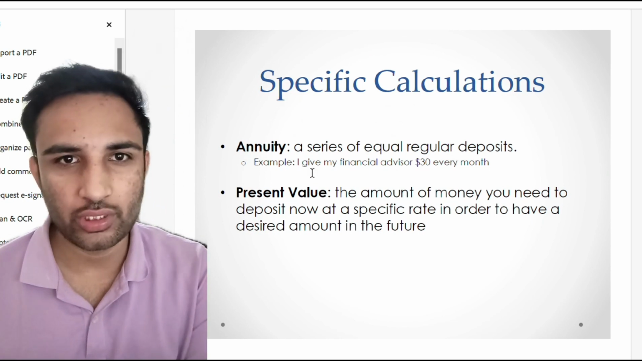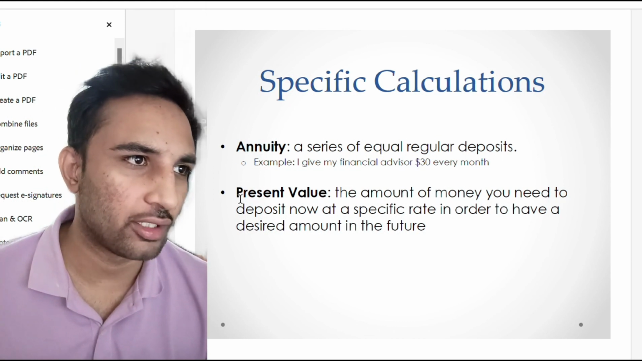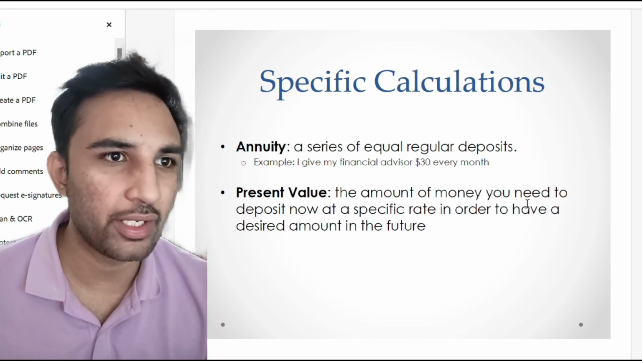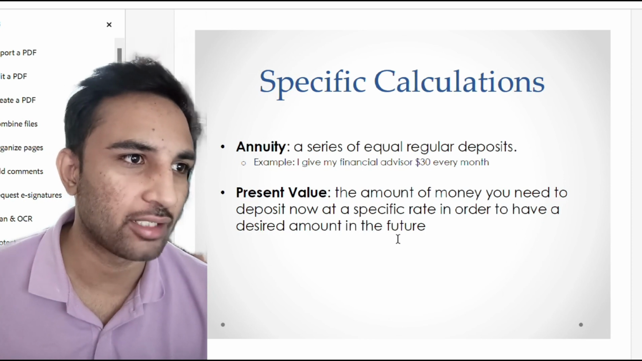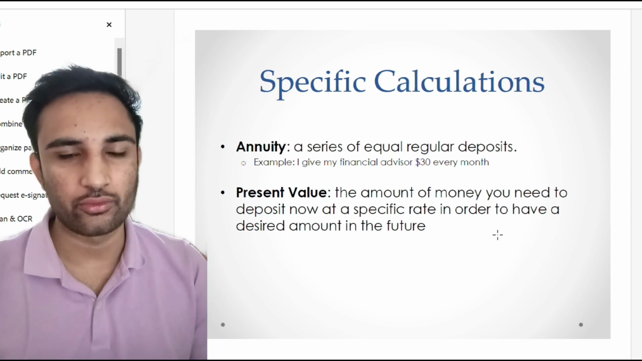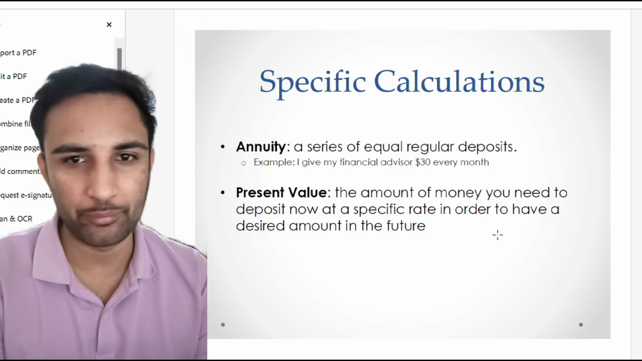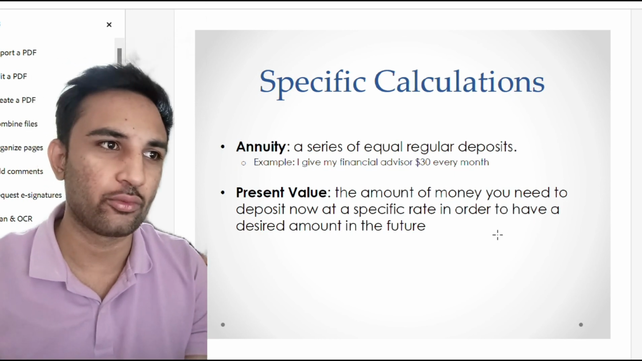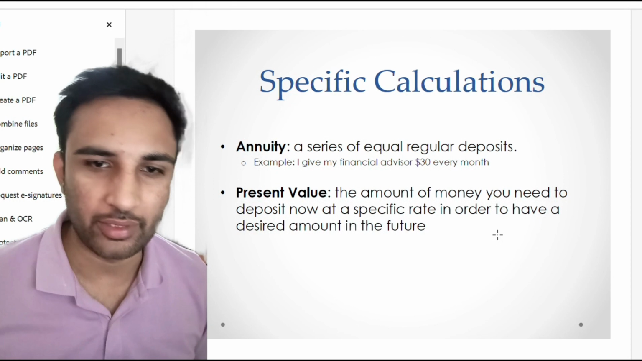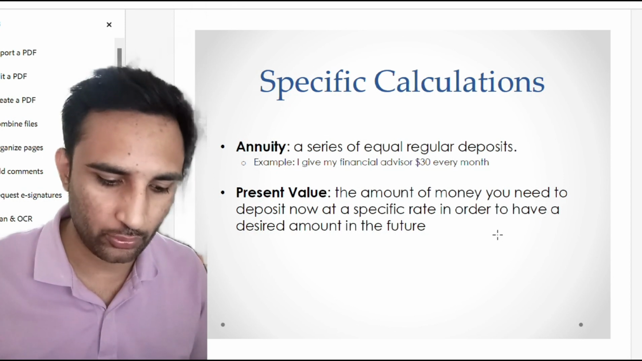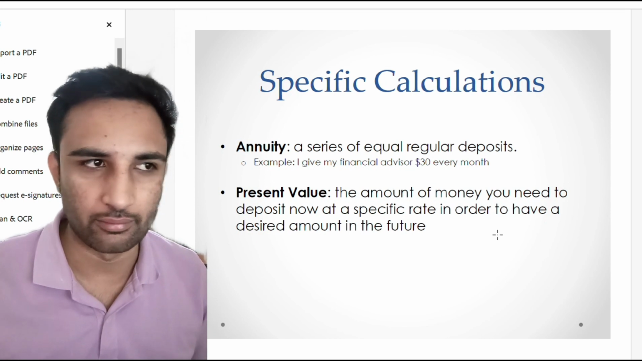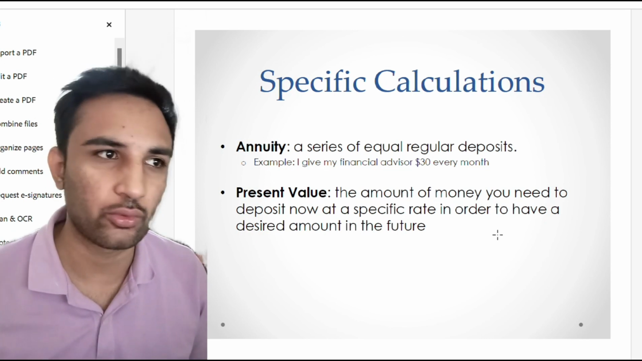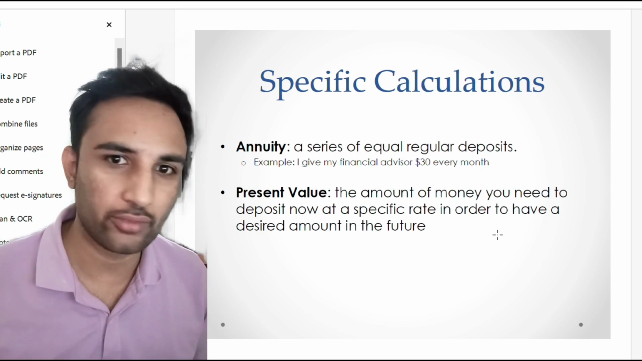So we learned about the time value of money. Let's also learn about the present value, the amount of money you need to deposit now at a specific rate in order to have a desired amount in the future. So let's say you want to have $1 million before the age of 30. You need to have some present value of that money. You need to do the math: how much money you need right now and how much interest you should be earning to have that amount in the future, right?